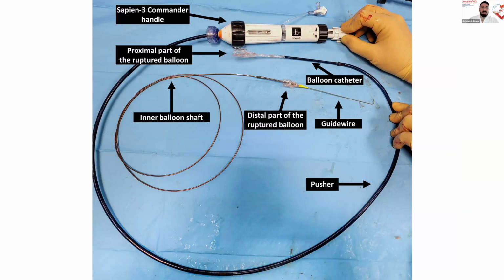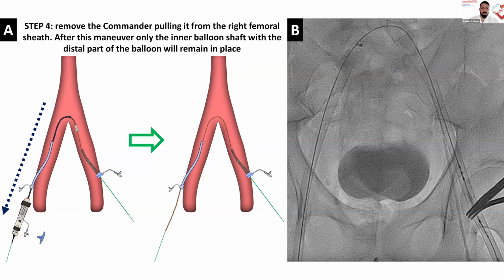So what happened? The inner balloon shaft is linked to the distal part of the balloon, while the commander, the pusher, and the balloon catheter, so the proximal part of the delivery system, is together with the proximal part of the ruptured balloon. So when you cut the tail of the commander, you will be able to separate these two systems.